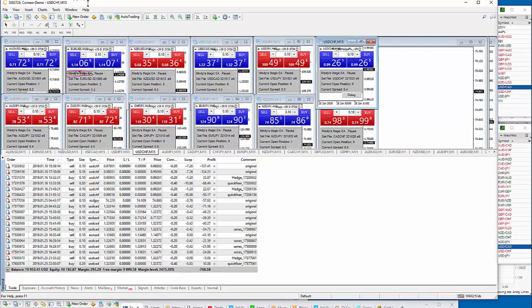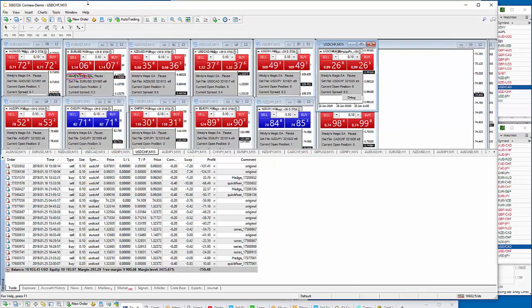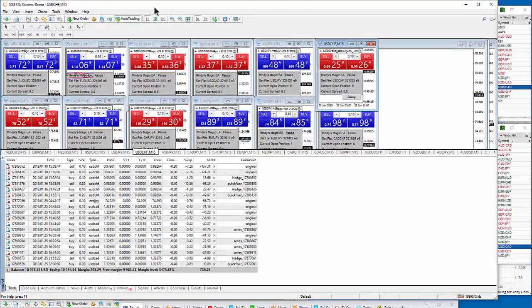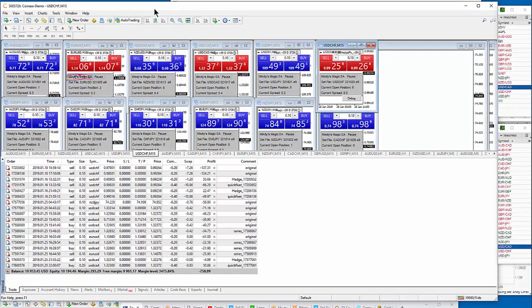Let me bring this down just a tad and make sure that you can see it. But I want to show you what's happening in the EA. Now, currently, what we have here is a quick fixer that is getting ready to close off a hedge. The hedge is for a trade that was 100 pips negative.